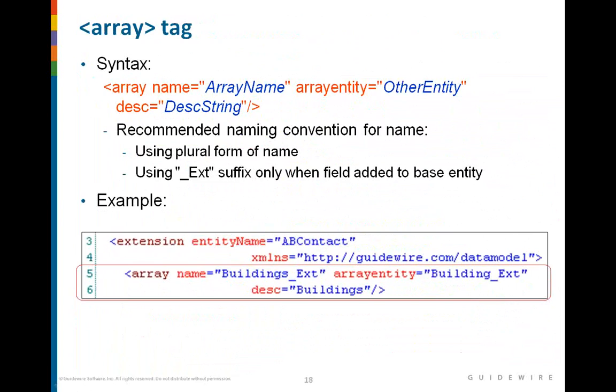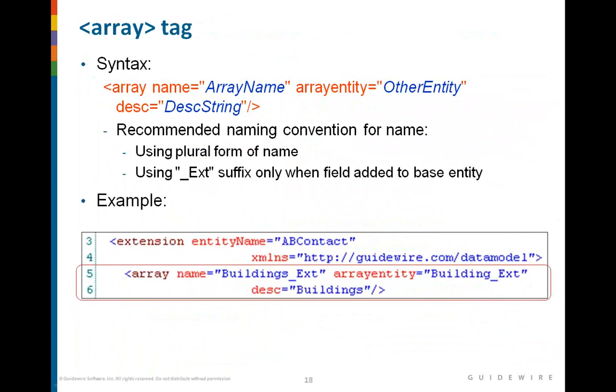So this is the syntax to define an array key. Array name equals what is the array name? For example, person.vehicles, contact.buildings, contact.addresses. If you want to hold multiple values, the naming should also be given like that. The name, you can see, is buildings underscore ext. Like if you want to take claim.incidents, that is an array.